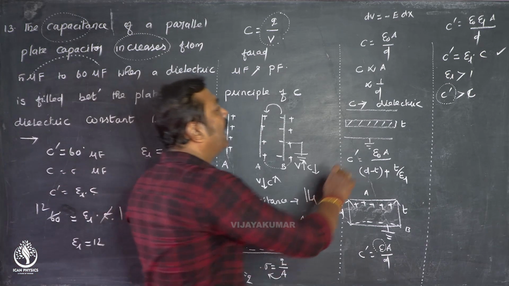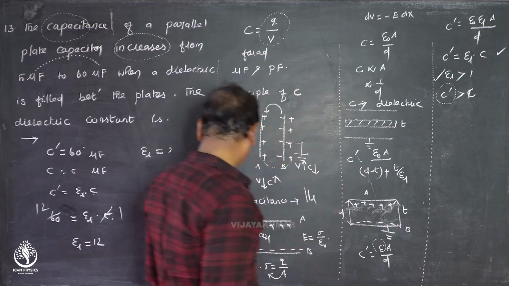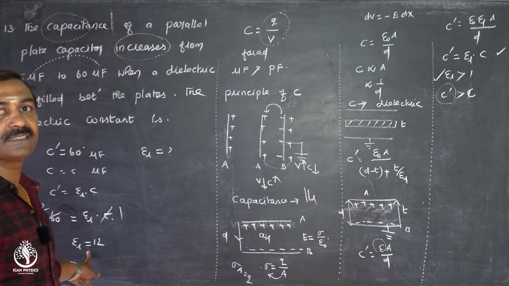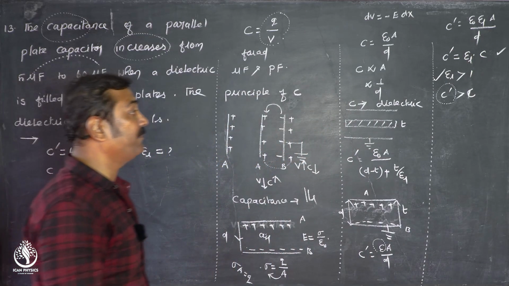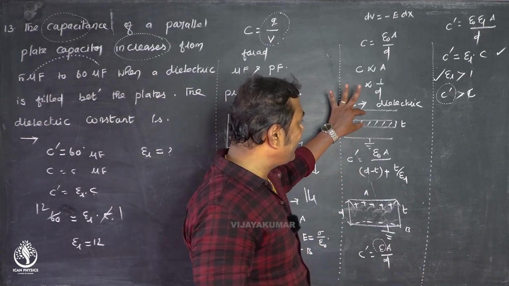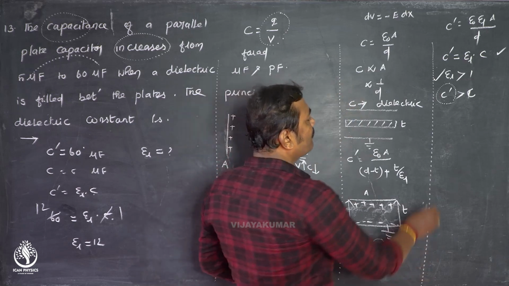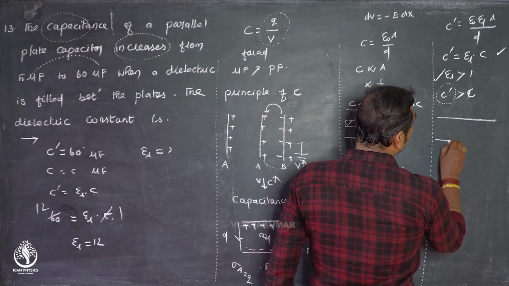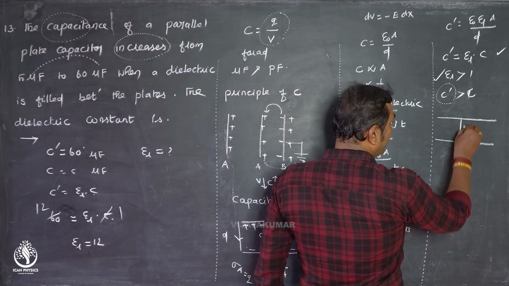Here I said epsilon R is greater than 1. That also proves epsilon R is always greater than 1. Some of you may ask, sir, instead of the dielectric medium filled like this, when it is filled like this.